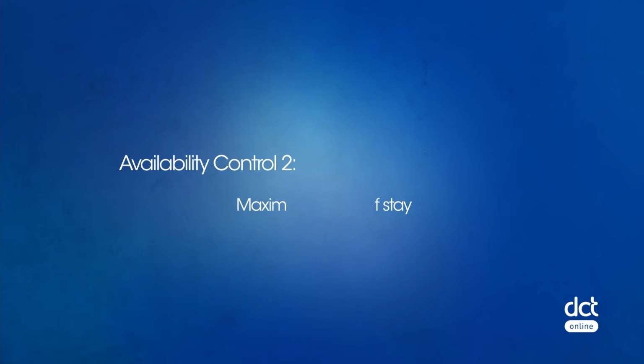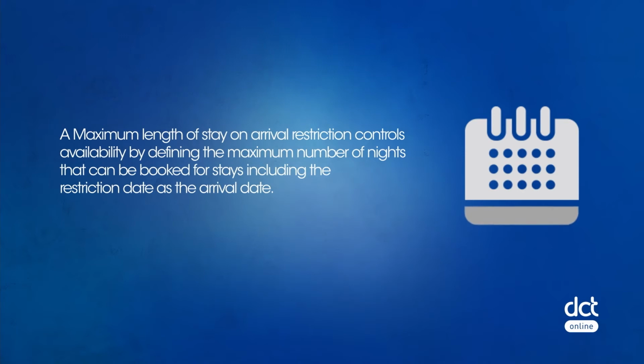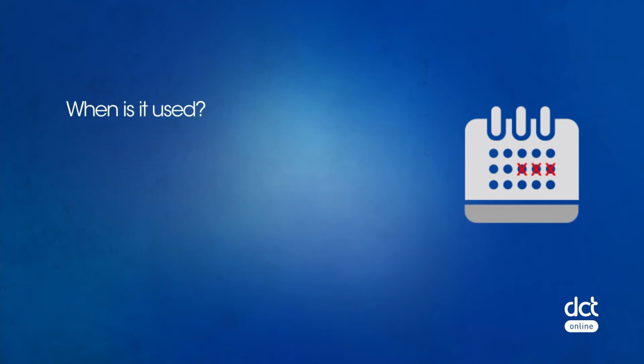Availability Control 2. Maximum length of stay. A maximum length of stay on arrival restriction controls availability by defining the maximum number of nights that can be booked for the stay, including the restriction date as the arrival date.